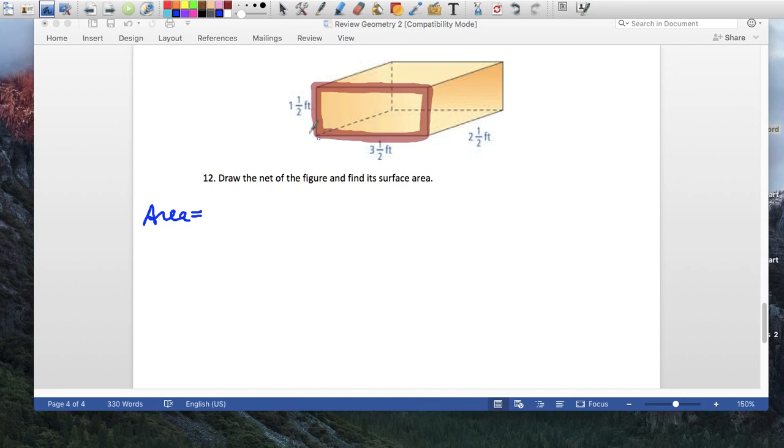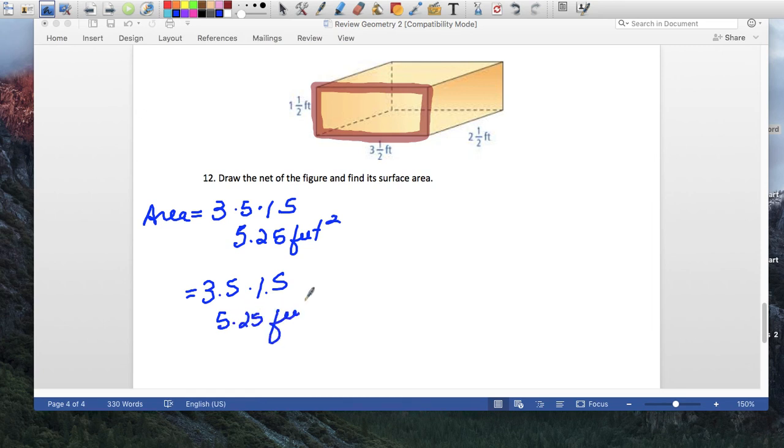The two measurements that are relevant here are 3.5 and 1.5. So it's 3.5 times 1.5, and that's going to give us 5.25 feet squared. And there's another one in the back, so it's 3.5 times 1.5 again, 5.25 feet squared. So there, we did the area of this, and I'm just going to highlight it, and this one in the back.